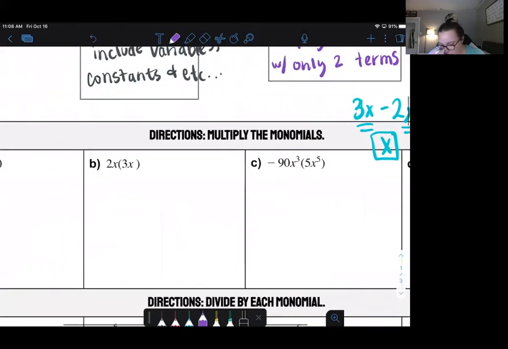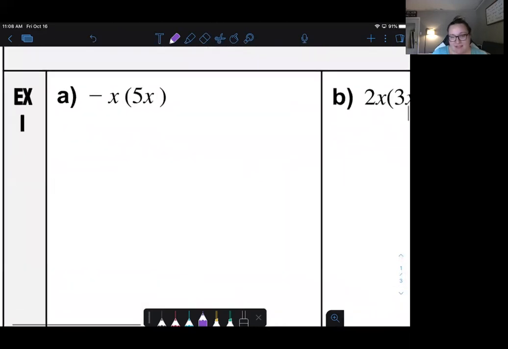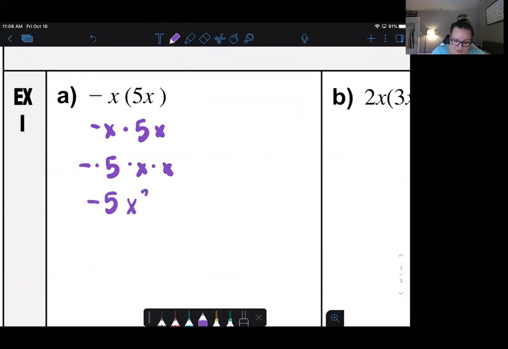So here are our directions. We're going to take some monomials and multiply them by each other. This is where we should have a review of Algebra 1. So for example, we're going to take negative x times 5x. When you multiply monomials, you want to multiply like parts. We're multiplying negative x by 5x. You want to multiply the negative and the 5, and the x by the x. So negative times 5 would be negative 5. x times x would be x squared. So negative x times 5x is negative 5x squared.